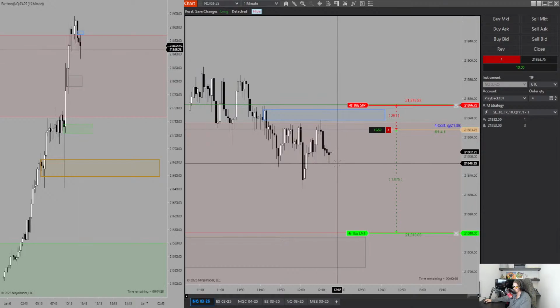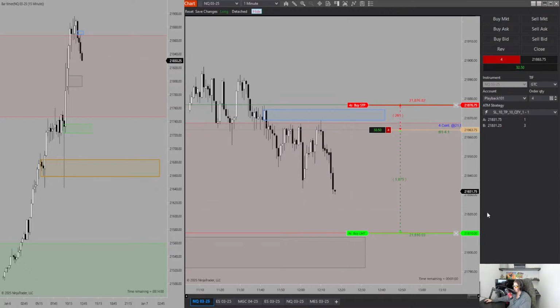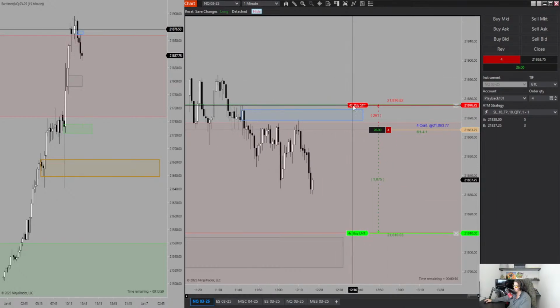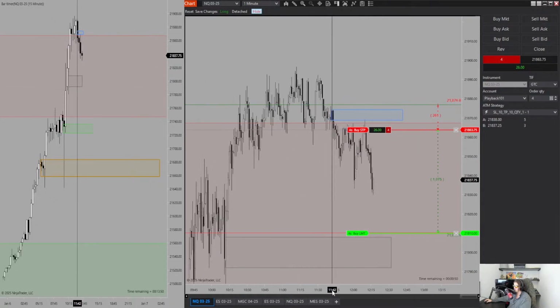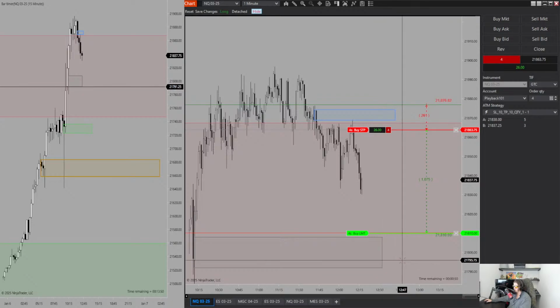If I can break this low, that would be nice. Boom. Really good. We break this low, we go to break even. Alright, so now we'll move to break even. And then let's see if we can reach our target here.